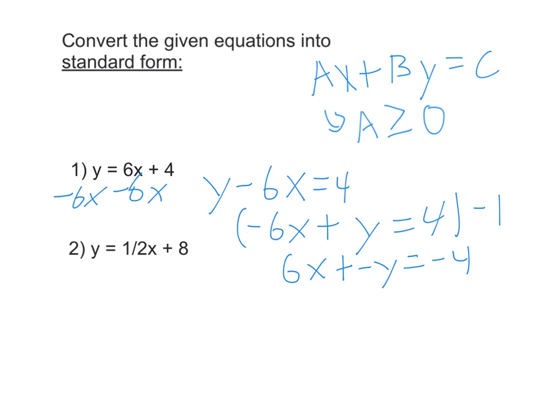So notice that there is no b in front of y. That's because it's the same as saying negative 1y. So if we want, we could put in negative 1 there. That's the same, negative 1y. Let's go on to number 2.